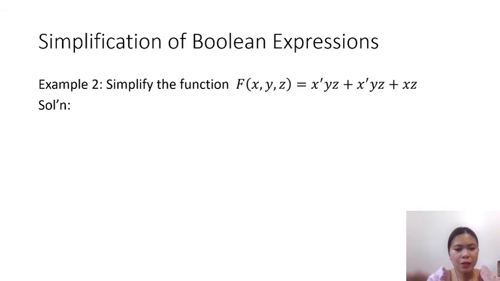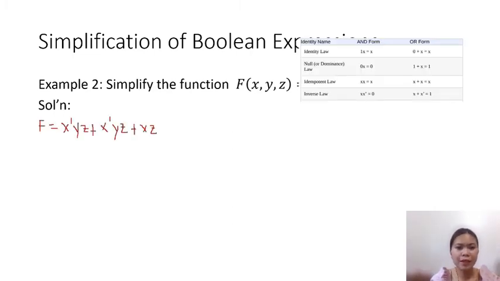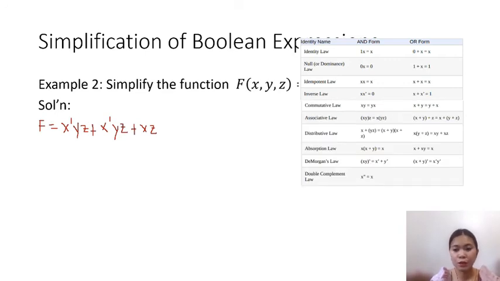Okay, now let's proceed to our second example. For this one, medyo complex na yung function natin, no? Let me just rewrite it here sa baba. Okay, so we're going to simplify this function, of course, with the use of these identities listed here in the table.